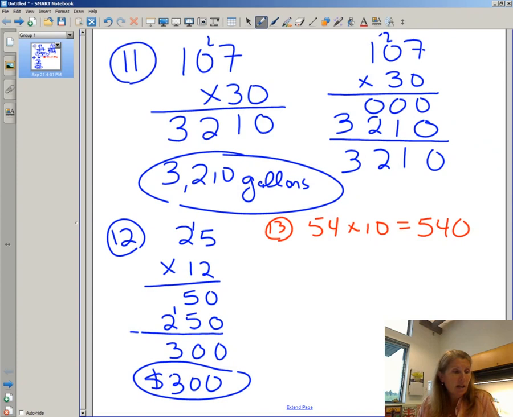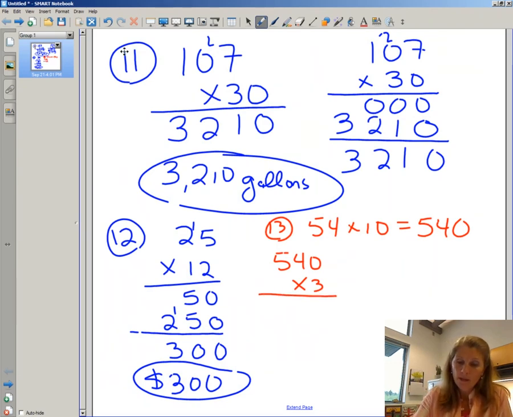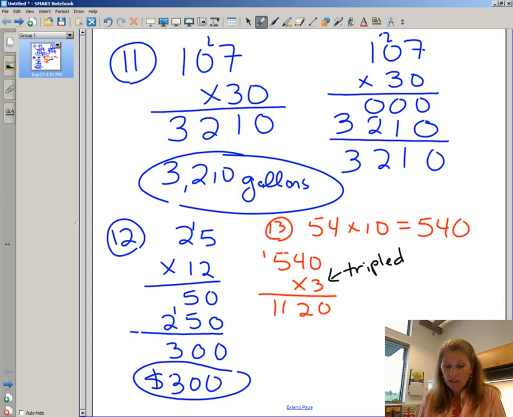Then it says, after 2 months, it tripled. When you say something triples, that means it's timesing by 3. So if you have one baby, it's a baby. If you have triplets, you have 3, right? It's 3 times as many. So 540 times 3. We multiply by 3. 3 is our word that means tripled. When I say tripled, I mean times 3. 3 times 0 is 0. 3 times 4 is 12, so carry the 1. 3 times 5 is 15, plus 1 is 16. After it tripled, it had a value of $1,620.